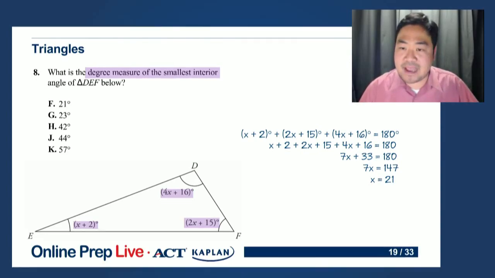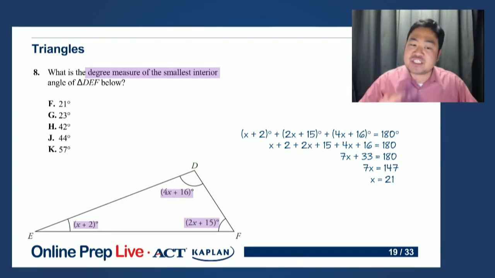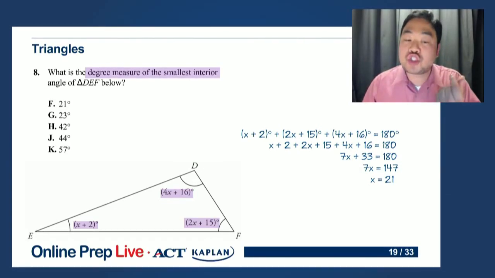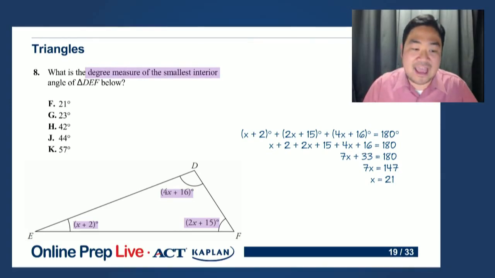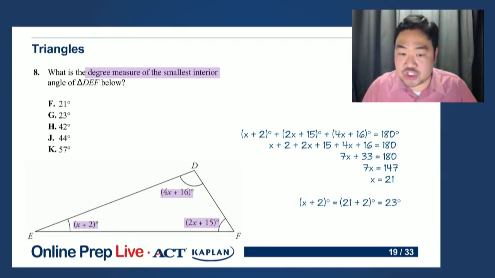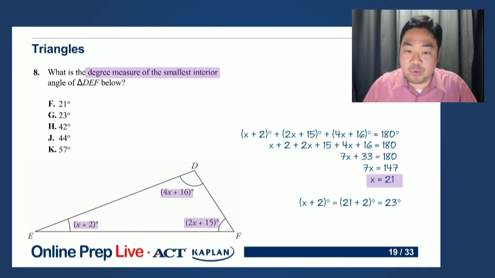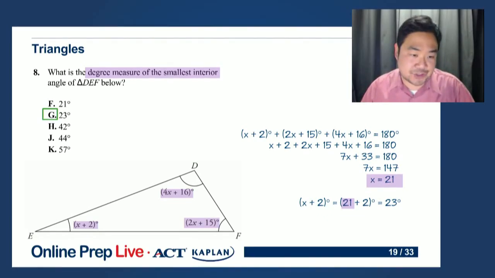Now, if you look at those 3 angles, maybe you can type this in the chat if you see it, just not even visually, but if you look at those 3 terms, x plus 2, 2x plus 15, 4x plus 16, logically, one of those angles is going to be the smallest interior angle, and that's going to be the one that's x plus 2. So x plus 2 is going to be our smallest angle. So we know that x is equal to 21. We plug in the 21 for x. 21 plus 2 is equal to 23. Answer choice G is your correct answer here.